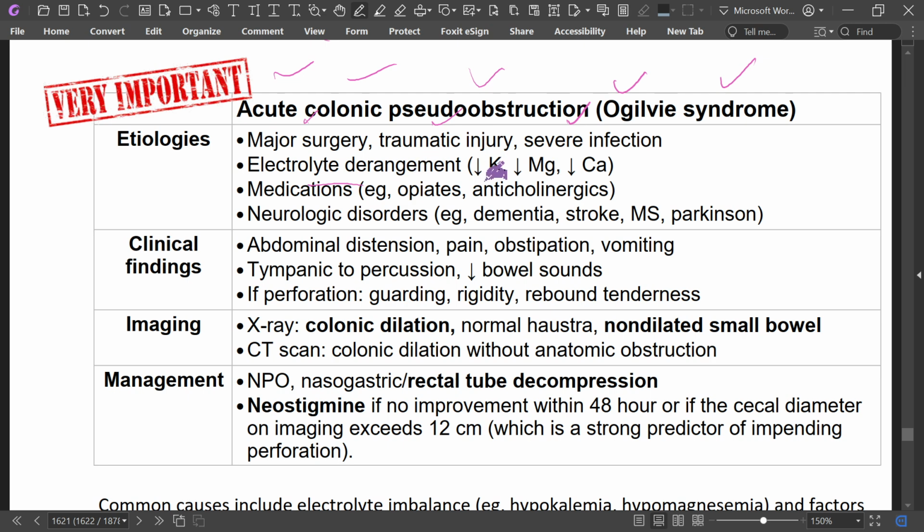There may be electrolyte derangement: low potassium, low magnesium, and low calcium. There may be medications, opioids and anticholinergics, and neurological disorders like dementia, stroke, MS, and Parkinsonism.